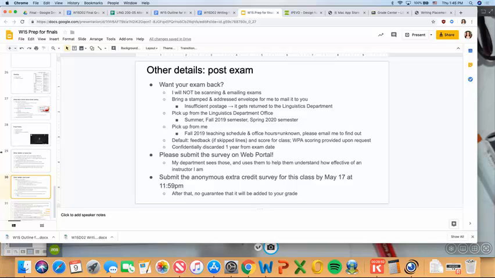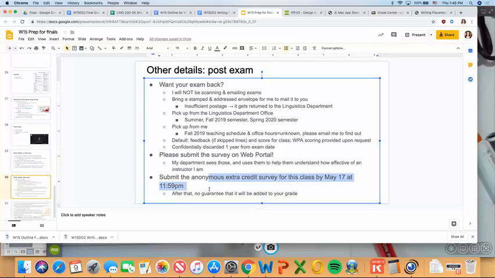Where can we find it? It's going to be on the web portal. I forget when it gets released, but I think you have to do it before the grades are released. Yes, before the grades are released. So please do that. It's the same one. And then I'll also have an anonymous extra credit survey on Blackboard that you can submit online.